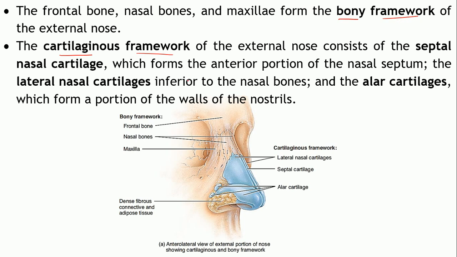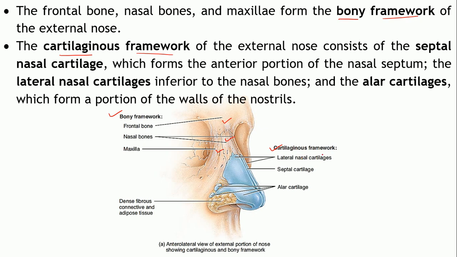It is comprised of bones like the frontal bone, this one, then the nasal bones, these are the ones, and the maxillae, that is the maxilla, right hand side. Okay. So, this is the bony framework. Then coming to the cartilaginous framework. So, it comprises certain cartilages, right.